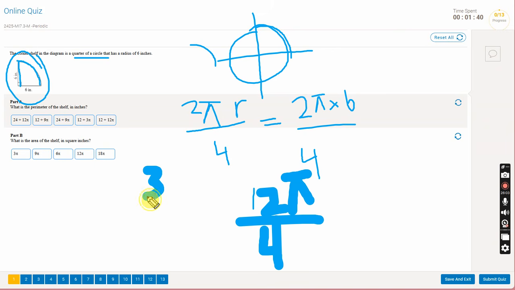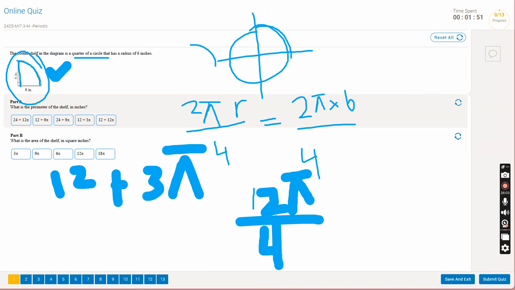So we're done with the pi part, the circumference part of the circle, the outline. We have found that. Now what is left behind? 6 and 6. What's 6 and 6? 12. Then we have found the whole perimeter: 12 plus 3 pi.